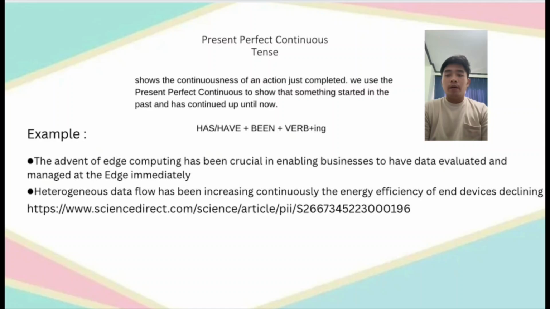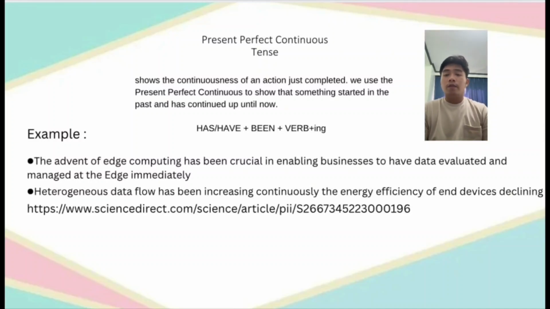Finally, we examine the present perfect continuous tense. We use this to emphasize the duration of an action that started in the past and has continued right up to the present moment. Our source highlights this perfectly.